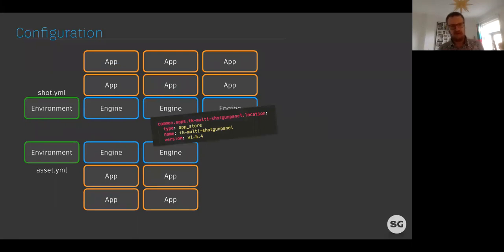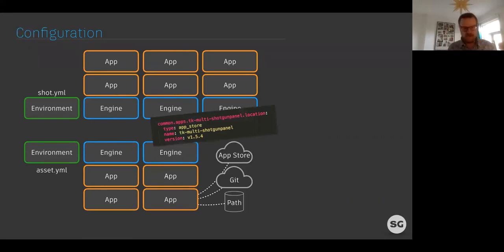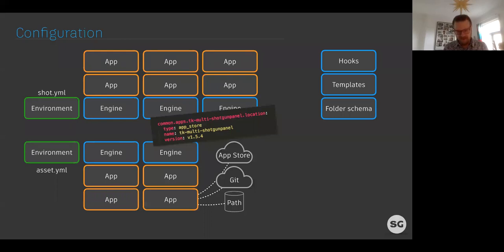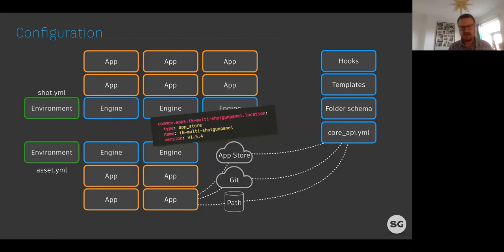For example, a particular version from the Toolkit App Store. So there are pointers or connections to various locations. It could be the App Store, Git, or a path on your disk, and the configuration holds all these connections. In addition to that, it has hooks, templates, and, if you're doing file system stuff, a folder schema. Recently we also introduced the core_api.yml, which lets you point to which core API a configuration should be using, and that again is a descriptor that points to one of the remote locations you can use.